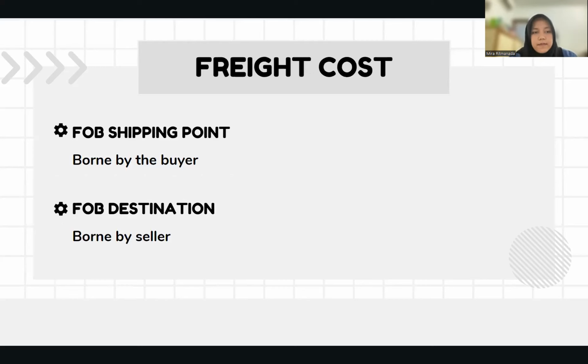Freight cost. After knowing the inventory recording systems, next we will discuss freight costs. Freight costs are divided into two, namely FOB shipping point and FOB destination. So what is the difference between them? Number one, FOB shipping point is a transportation cost borne by the buyer. Number two, FOB destination is a transportation cost borne by the seller.